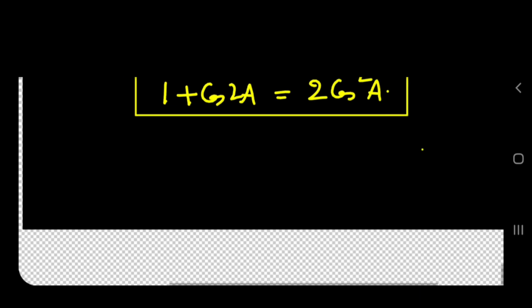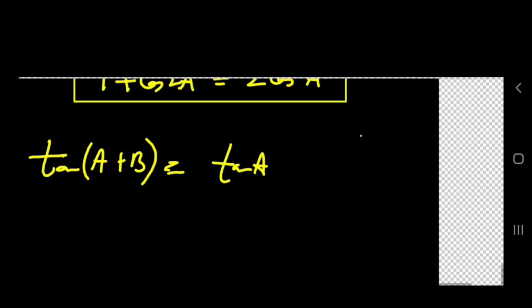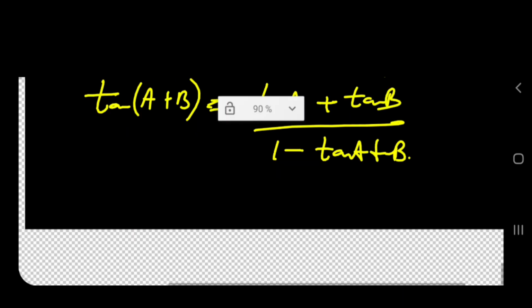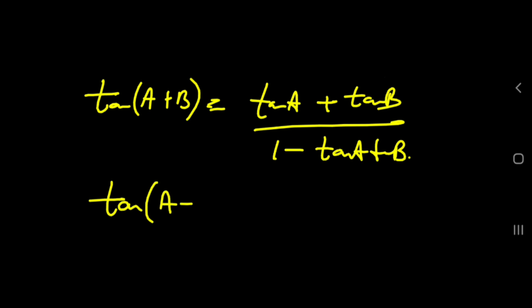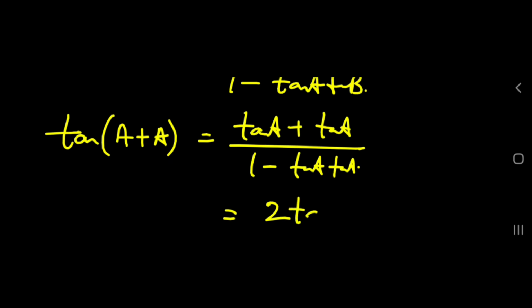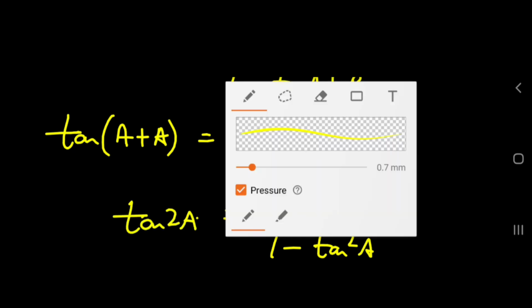Let's come to the tan formula. So tan a plus b, we know what it is? Tan a plus tan b by 1 minus tan a tan b. So tan a plus a will be how much? Tan a plus tan a by 1 minus tan a tan a. So what is it coming? 2 tan a by 1 minus tan square a. So this is tan 2a. Okay.